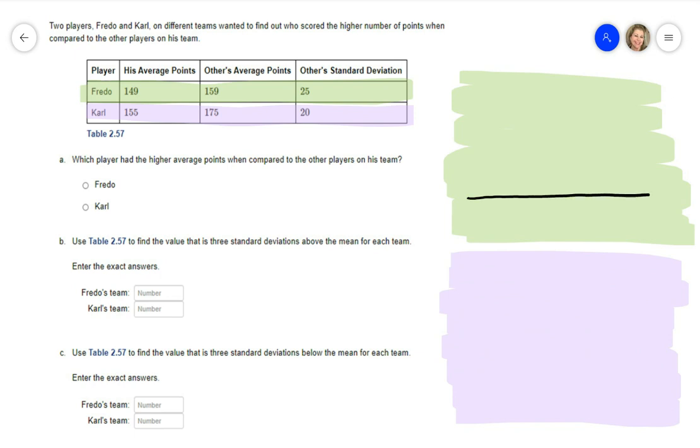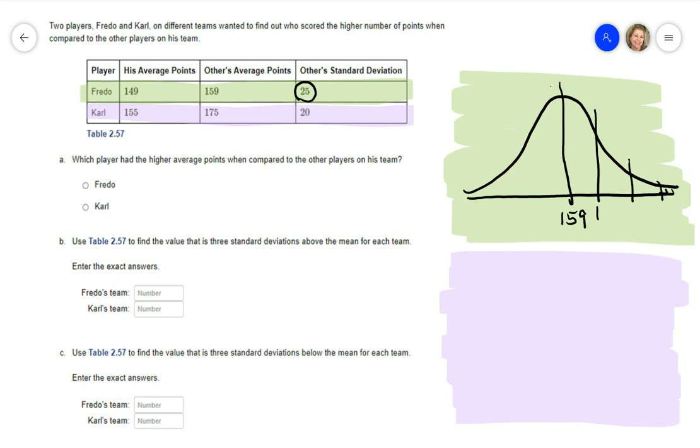Remember on your bell-shaped curve that, this is just a sketch so it's not perfect, your mean is right here. And the mean is the average. So on Frito's team, the average points are 159. Now, if you go 1, 2, 3 standard deviations above, you're simply going to add 25. So I'm going to take 159 and add 25 to that.